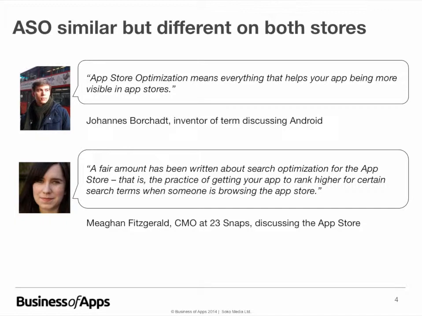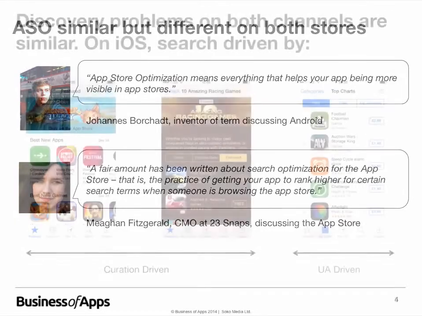It is the SEO equivalent, I guess, of trying to drive search within the app stores. But as I'm going to show here, there are some minor differences that you need to look out for, to make sure that when you're listing your app on each of these stores, you're actually getting the most out of it.